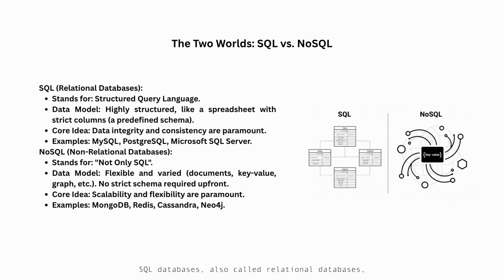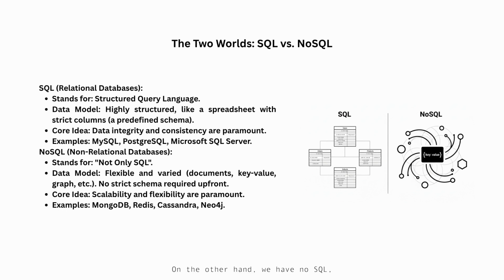SQL databases, also called relational databases, have been the standard for decades. They think about data in terms of tables, rows, and columns, just like a very strict set of interconnected spreadsheets. The top priorities are structure, data integrity, and consistency.